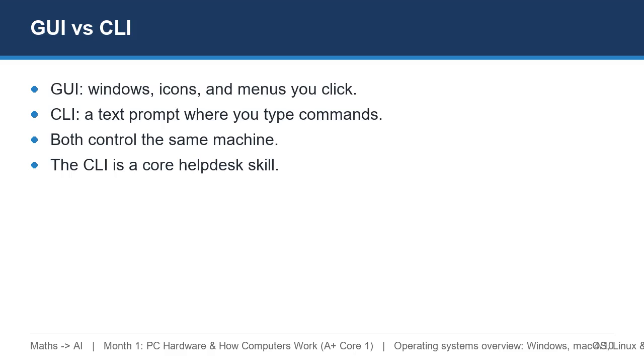There are two main ways you interact with an operating system. The first is the GUI, the graphical user interface, which is the windows, icons, and menus you point and click. The second is the CLI, the command line interface, where you type text commands. Both control the same machine, but the command line is faster for repetitive jobs, so it's a core helpdesk skill.